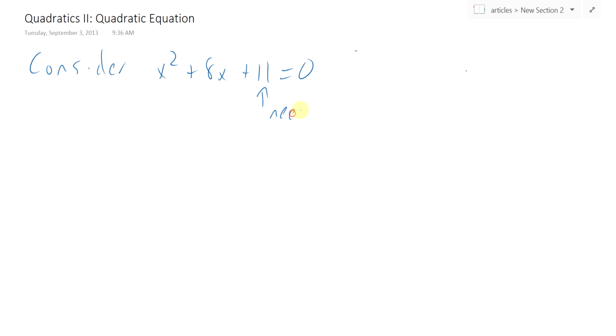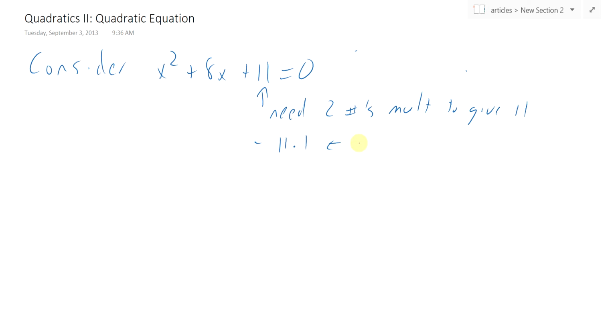What do we need to solve this? Two numbers that multiply to give 11, right? So the only options are 11 times 1. 11 is a prime number. So we get 11 and we get 1. Those are the only whole numbers that work. There are other numbers that work that we'll see, but they're not nice integers.